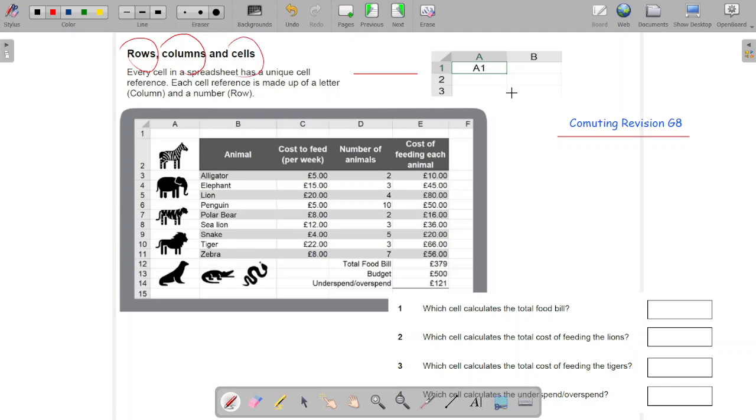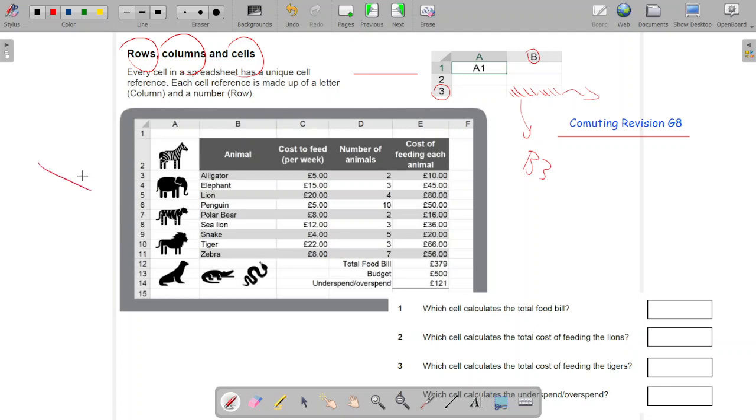And when I ask you about the location of a cell, this location is referred to as the cell that exists in the column B and the row 3. So refer to the cell as B3. We write the letter before the number.